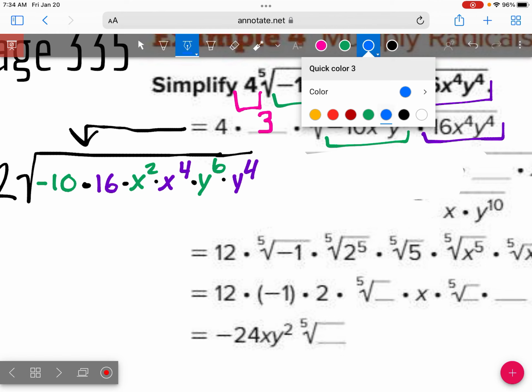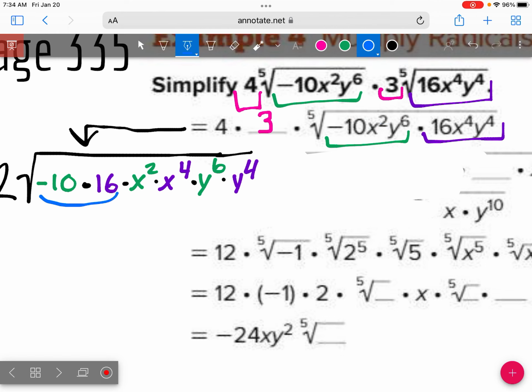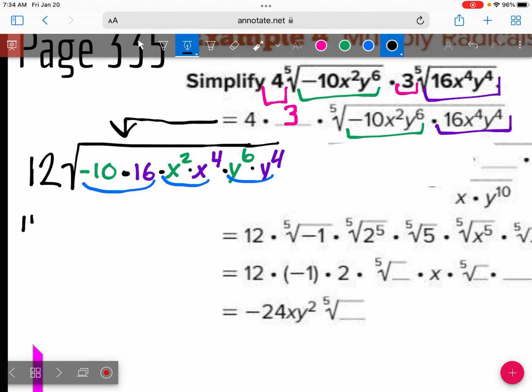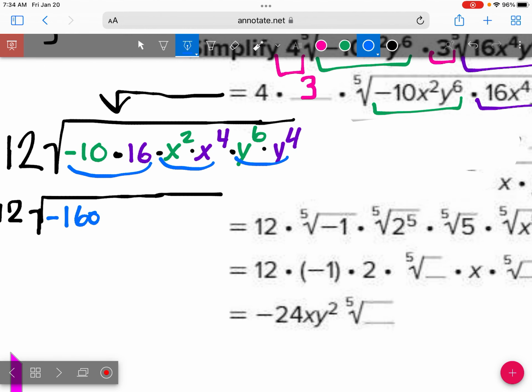Then we're going to simplify this. So I'm going to do my numbers, my x's, and my y's. My 12 is still hanging out outside. Square root. What is 10 times negative 10 times 16? Negative 160. It's all being multiplied. What is x squared times x to the fourth? X to the what? 6. Y to the 6 times y to the fourth?